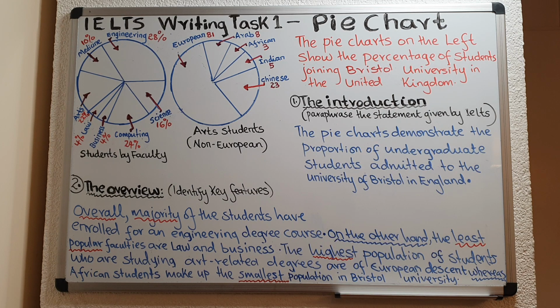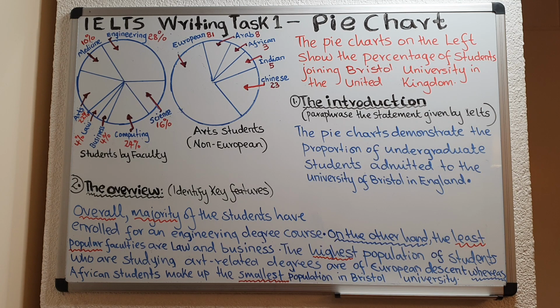On the other hand, we have a pie chart that shows us or explains or gives us more information about the student population in Bristol University. Okay? It gives us information about where the students are coming from, what is their background, from which countries are they coming from, what ethnic backgrounds are they coming from. And we have 81 of the students are European, so they come from Europe.